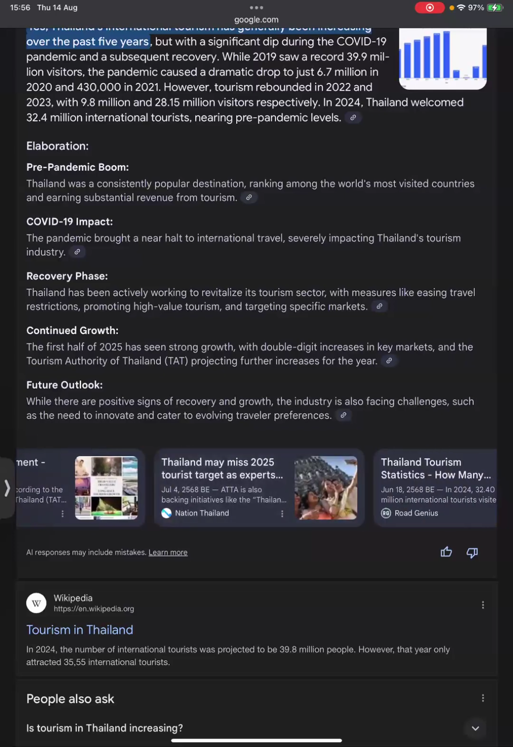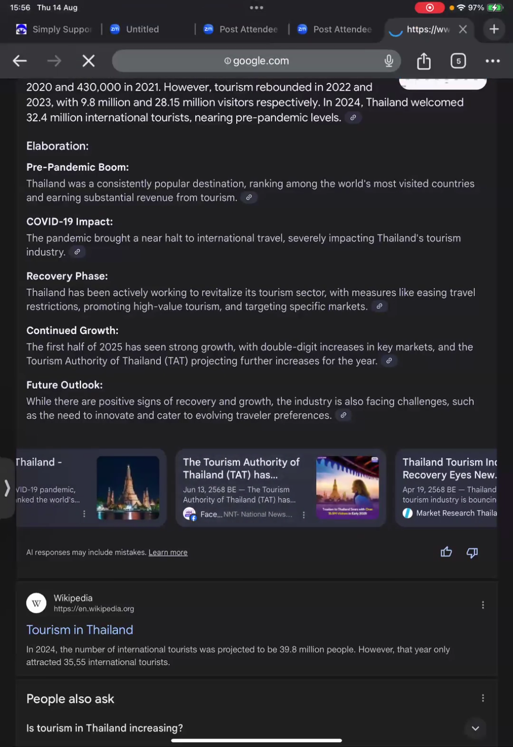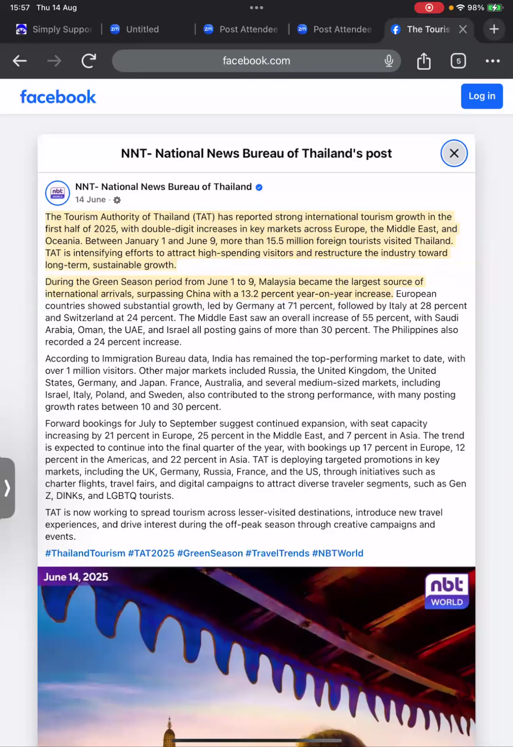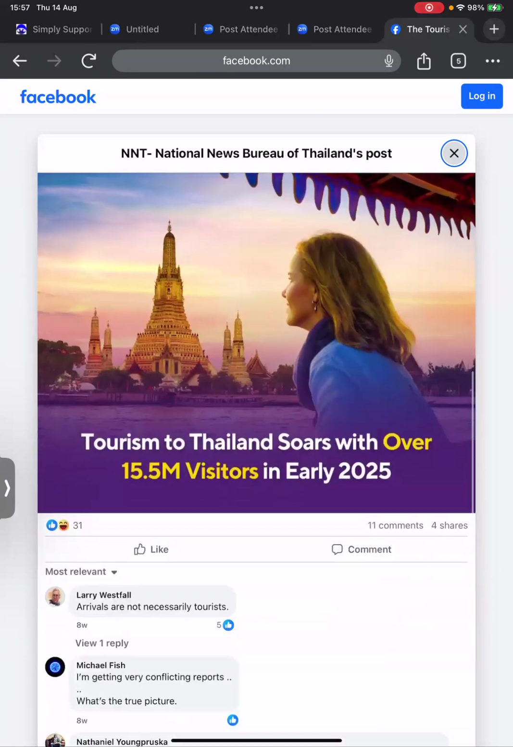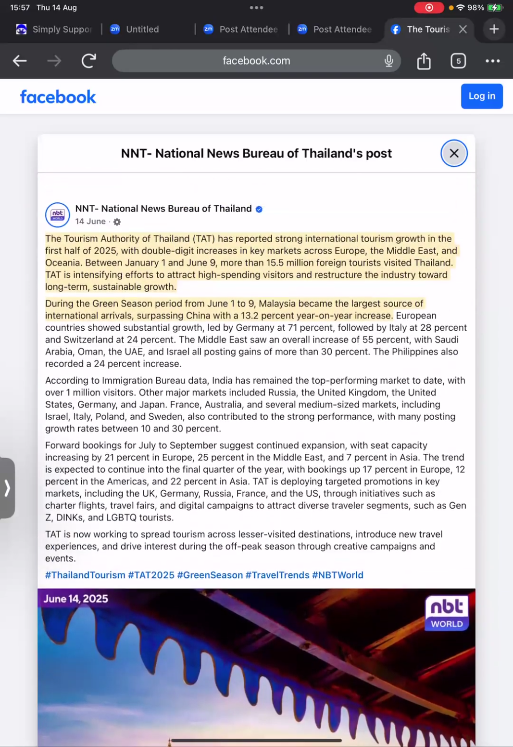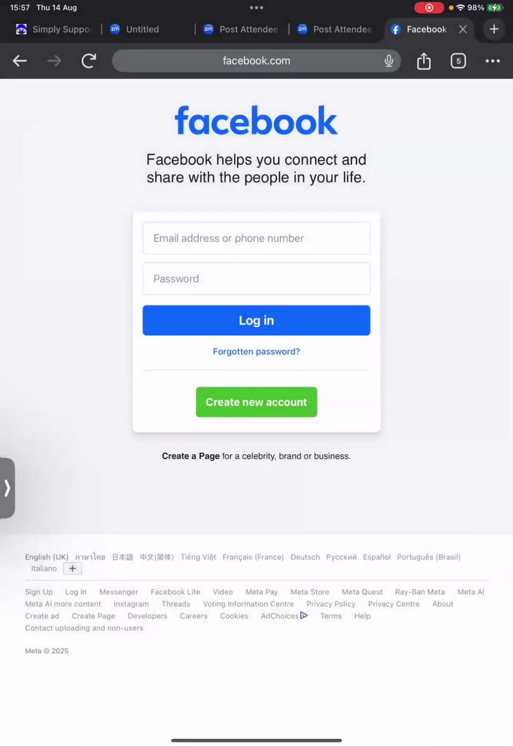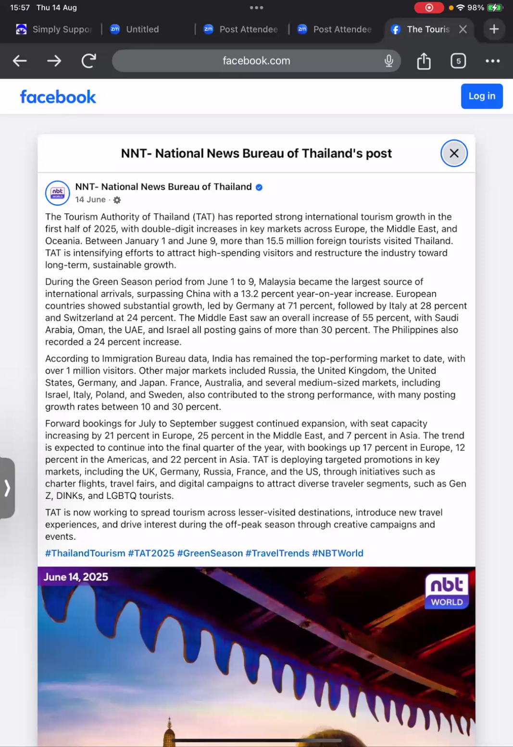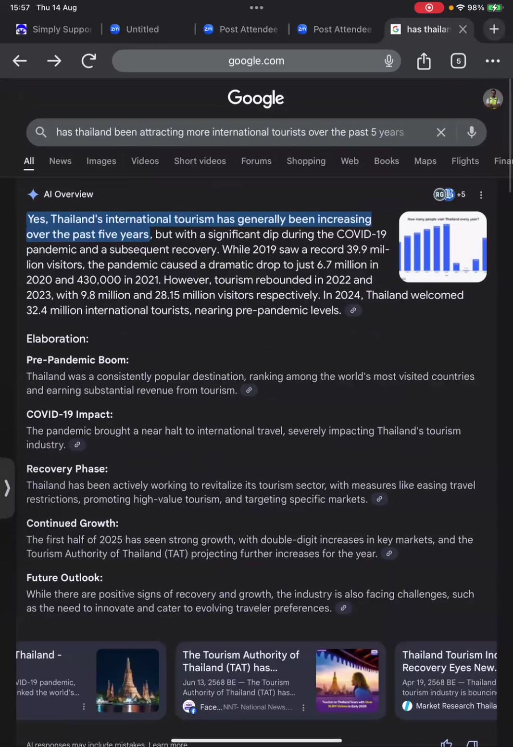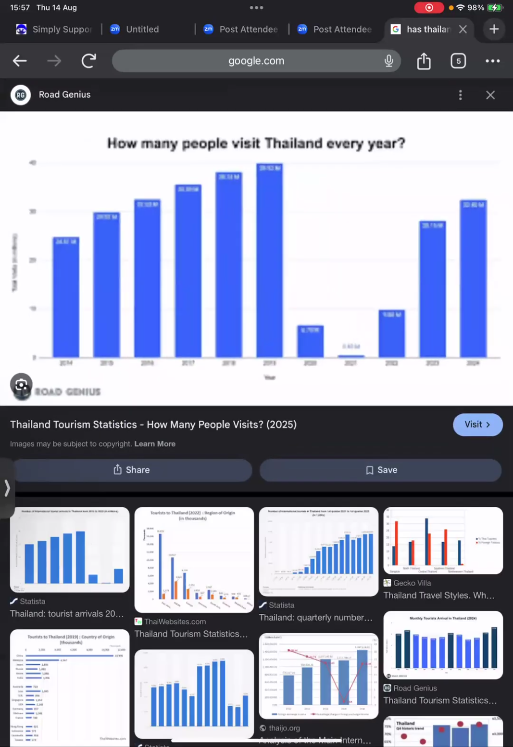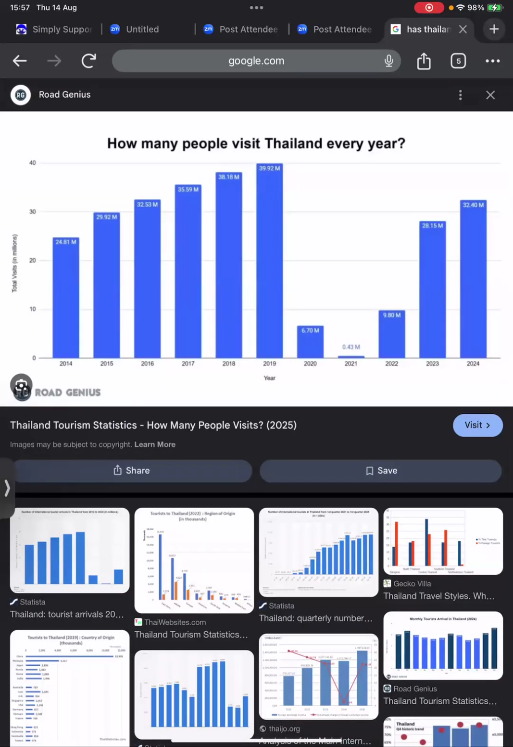Okay, so let's just go in here and have a look. Facebook, but it's from the National Bureau, so I think it's okay. Has reported strong international tourism growth. Okay. Yep. I'll say that's okay because it's the Facebook of an organization. What about this graph? How many people visited Thailand every year? This comes from Road Genius. So what is Road Genius?